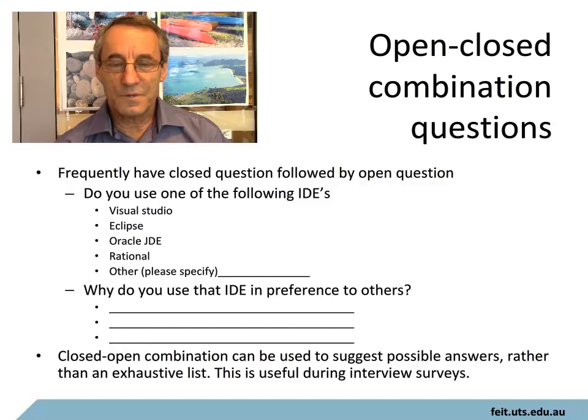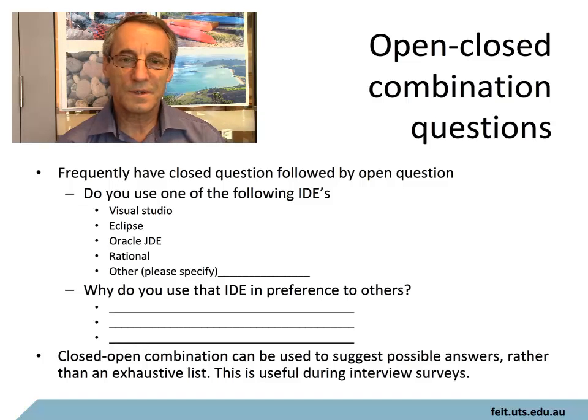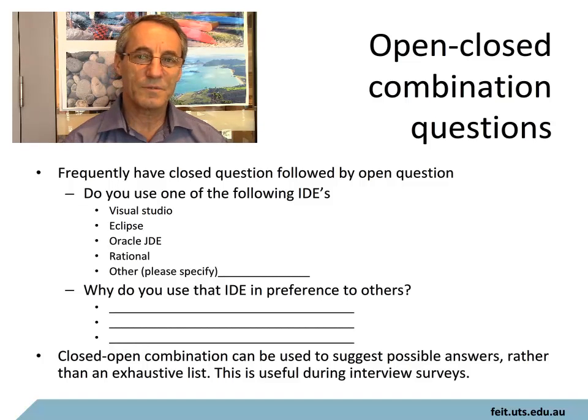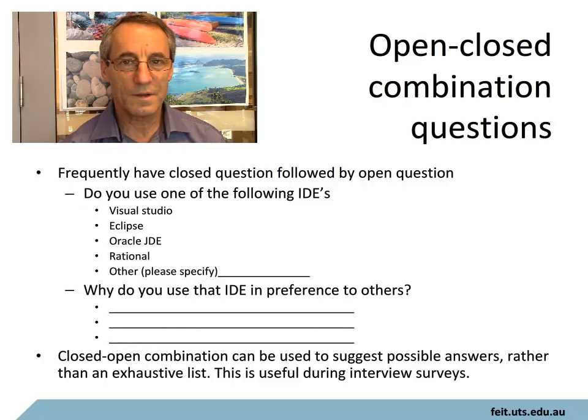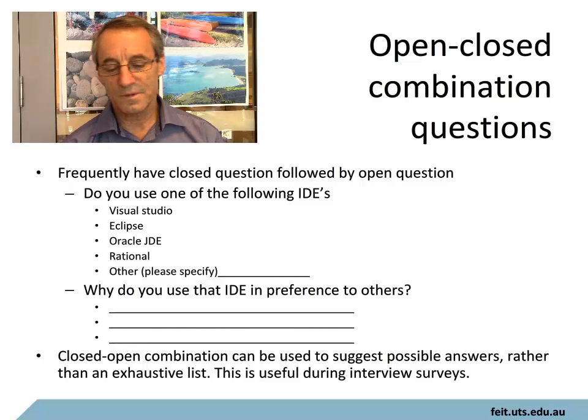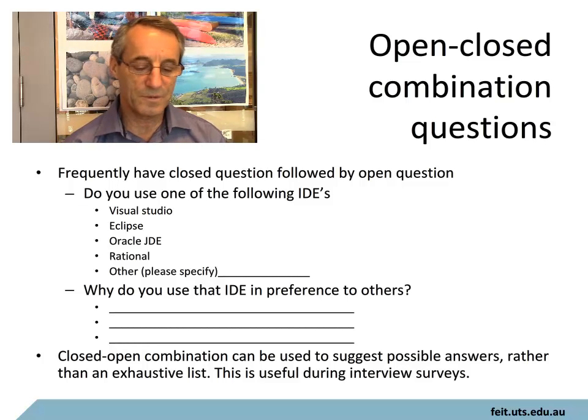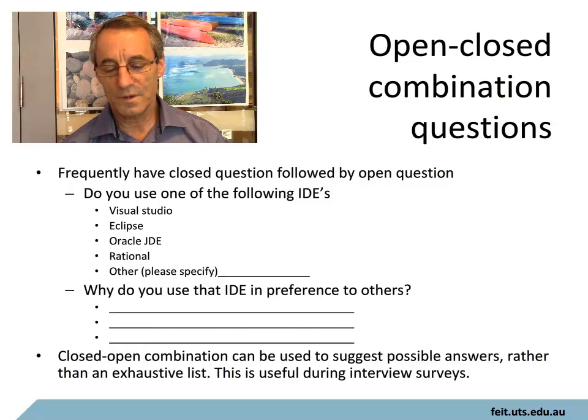It's quite frequent to combine the two. Now, one of the nice things about having a collection of criteria as a closed question is they can suggest what kind of answer you're expecting, and that can clarify the answer quite well. So frequently you have closed followed by open. An example there is, do you use one of the following IDEs? I've forgotten what the I stands for, but development environments. So Visual Studio, Eclipse, Oracle IDE, Rational, Other. Please specify.